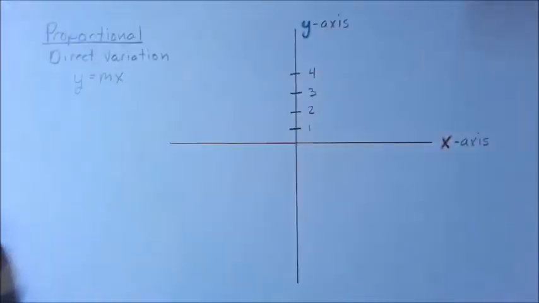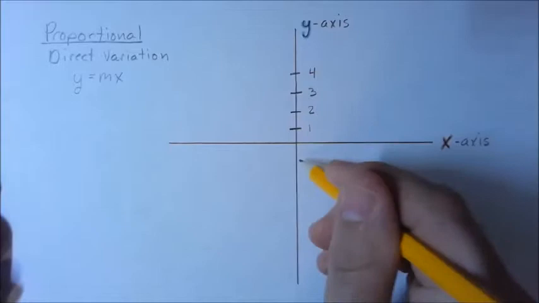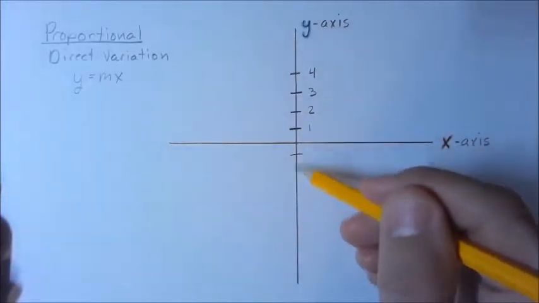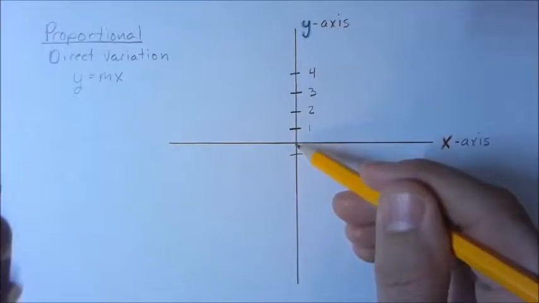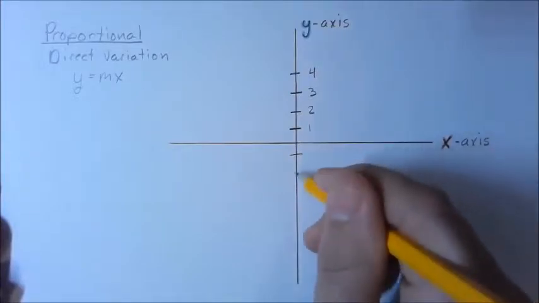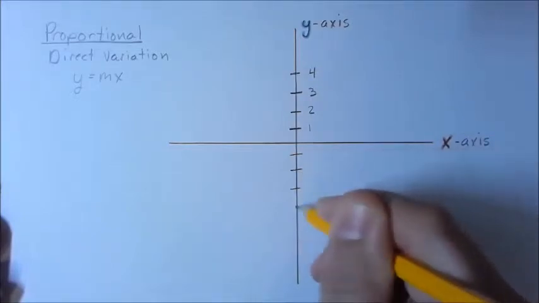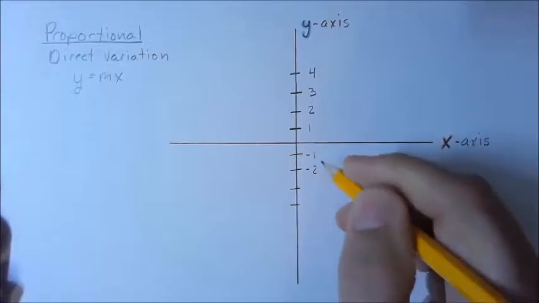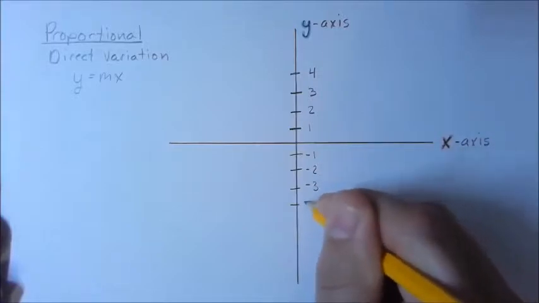Now you're welcome to do this however you want, or you can do it exactly like me. It is completely up to you. Just remember, when you're going past the y-axis, when you pass that 0 point on y and go down below the x-axis, your numbers are going to go negative. So I'm going to put in a few marks. That would be -1, -2, -3, -4.